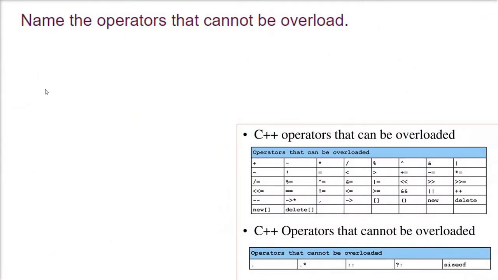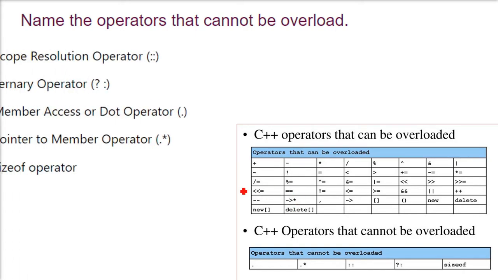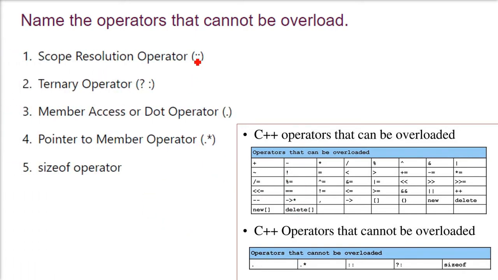Name the operator that cannot be overloaded. So which are these? See, there are only 5 in C++. I'm talking about C++11. So we have the scope resolution operator, two colons. Then we have the ternary operator, like question mark and a colon. Then we have the member access or dot operator, which is a dot. Then the pointer to member operator, that is dot star, and the sizeof operator. These C++ operators cannot be overloaded, and others which can be overloaded are given here in this table.